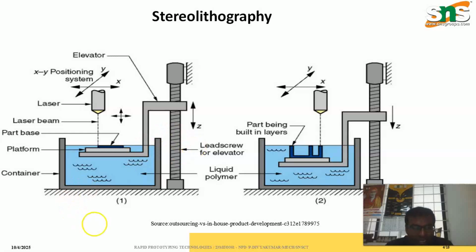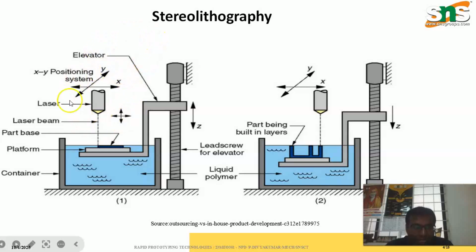The second most important part is the elevator. This portion is the elevator, or build platform, or elevator table. It is the movable platform inside the resin vat. It moves in the upward direction as shown in the figure, and also moves in the downward direction layer by layer based upon the thickness of the design. It supports the part during construction.